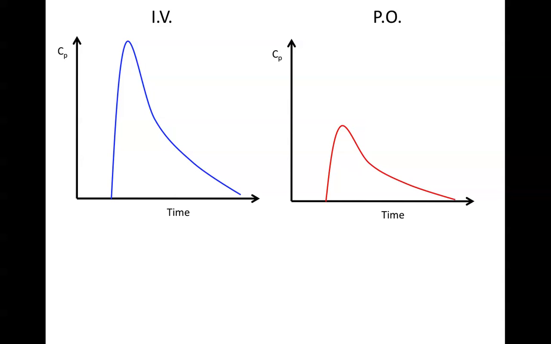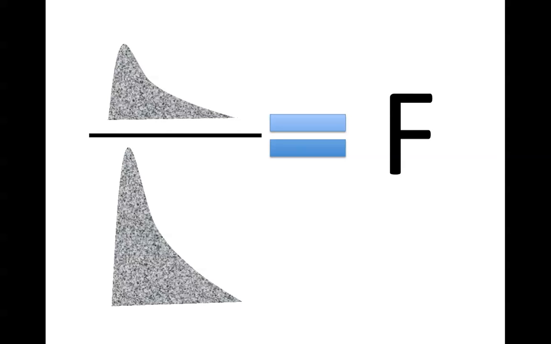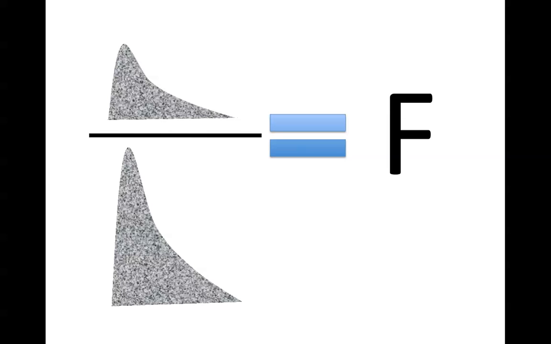And if you were to integrate these 2 curves and get the area under the 2 curves, you can compare those and get a fraction by dividing the PO curve by the IV curve, and that fraction can be represented by F, which is unitless. So that's the bioavailability. That's a comparison of the amount of drug plasma concentration time of PO versus IV.